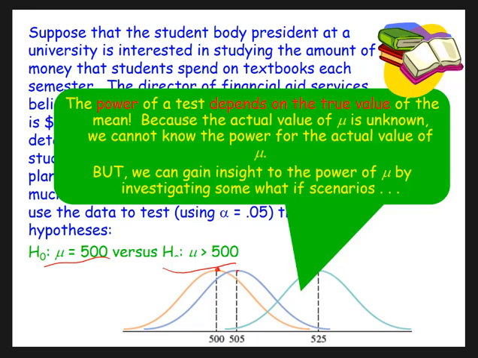So the power of a test depends on the true value of the mean, which means we can never actually know it, because we don't know the true value of the mean. If we did, we would have no reason to do a hypothesis test. So we can never actually know the power, but we can gain some insight into the power by looking at some scenarios.